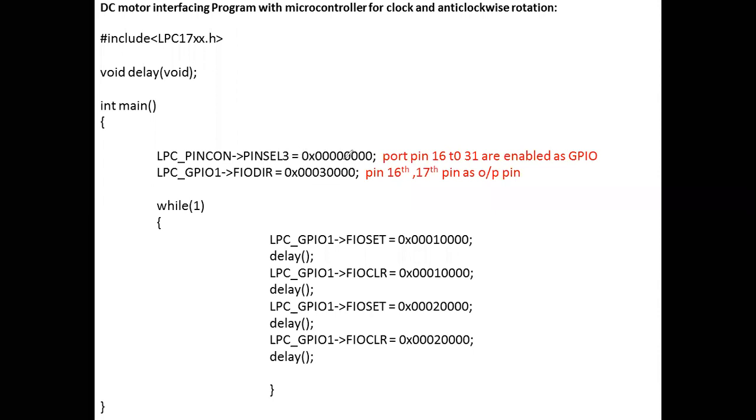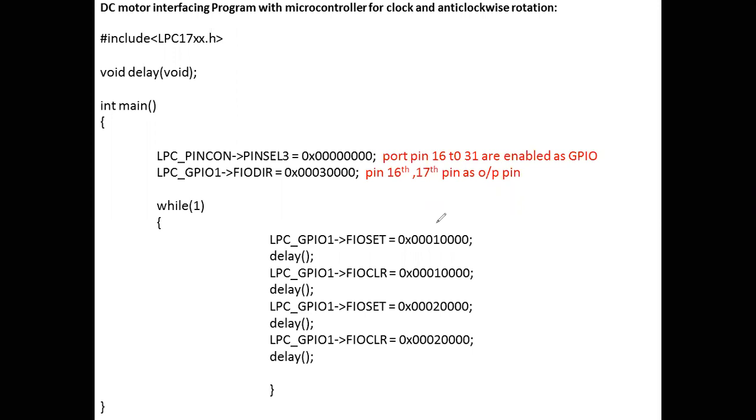So again, with FIODIR, you're configuring the 16th and 17th pins as output pins. Again, what you need to do is set the pin: if you are taking 1, the 16th pin will be set, and you're clearing the 17th pin. The 16th pin set means it is connected to the 16th pin of your port, which indicates your VCC. And the 17th pin you are making 0, which is ground.